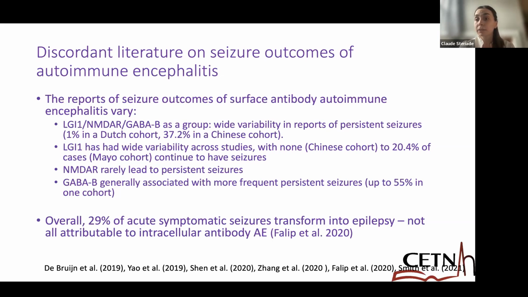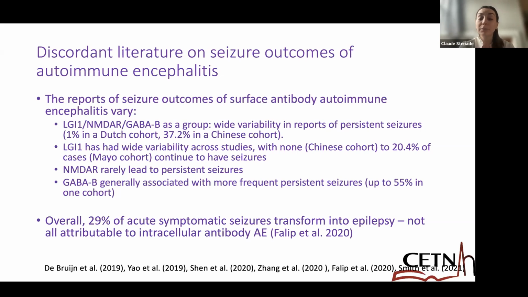And interestingly, when they looked at their seizure semiology, they were often sort of subtle, focal aware with autonomic signs that might have been missed on prior retrospective chart review type studies that had been published previously. So that may account for some of the discordance. Patients with NMDA typically do well and rarely continue to have seizures.